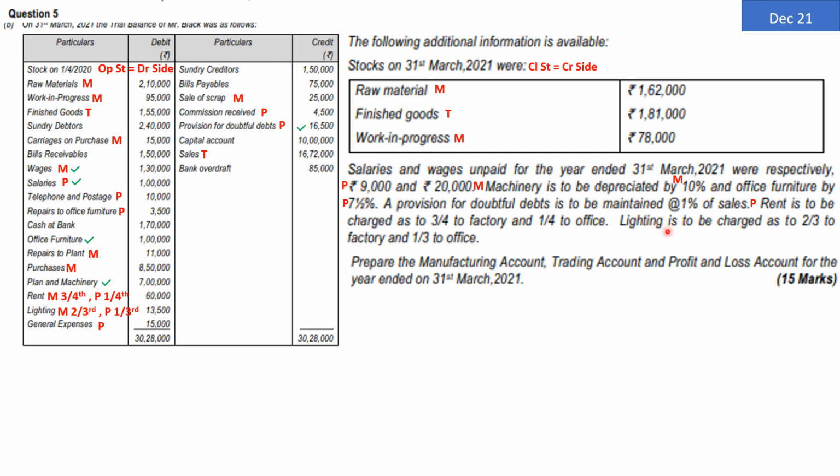Then comes the next part. Rent is to be charged as to 3/4 to factory and 1/4 to office. We have already discussed the same. Lighting is to be charged as to 2/3 to factory and 1/3 to office. That is what we have already discussed. So now let us prepare the manufacturing, trading, profit and loss account based on the different points which we have seen just now.